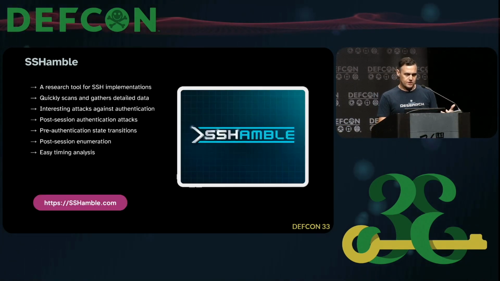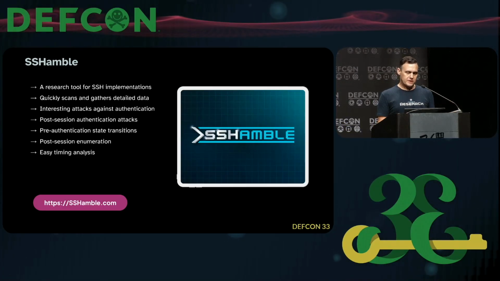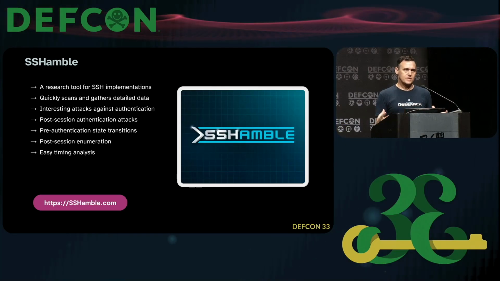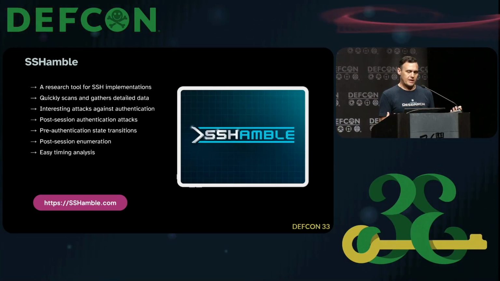So we released this tool last year called SSHamble. We'll talk a little bit about it today. But the idea is that it's a research tool for SSH implementations. You can quickly scan all kinds of stuff. You can basically just SSHamble /24 and pop random shells out of all your stuff. And it does a really good job of finding all kinds of dumb bugs and embedded stuff and weird SSH implementations without having to really think about it too much.